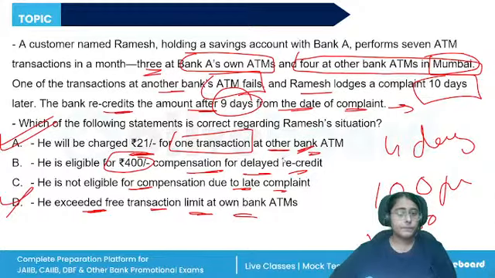This is true. Also, at any location other than the metro locations, 5 free transactions should be there at the other bank ATM as well. So the correct answer should be A. He will be charged 21 rupees for one transaction at the other bank's ATM. All right. Is this correct? Yes.